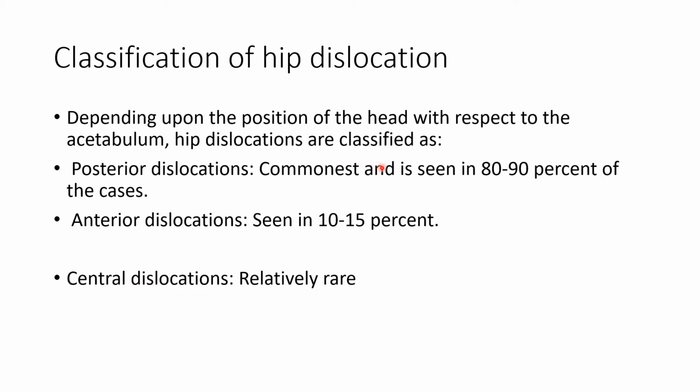So the commonest type is the posterior dislocation, and it is seen in 80 to 90% of the cases. Anterior dislocation is seen in 10 to 15% of the patients, and central dislocation is relatively rare, but it is the most difficult type to treat because it damages the roof of the acetabulum, which is very difficult to reconstruct. So the patient will have arthritis more in these cases.